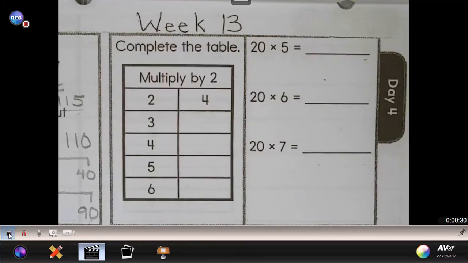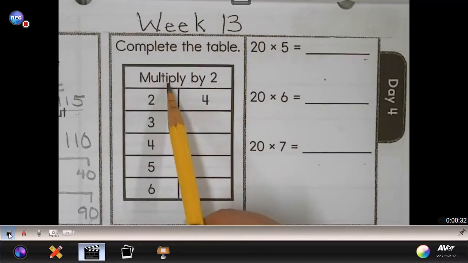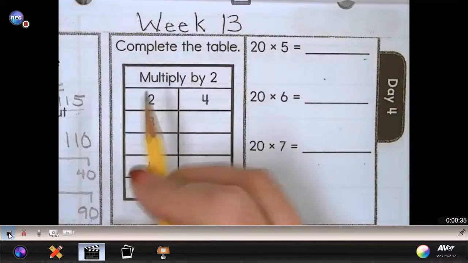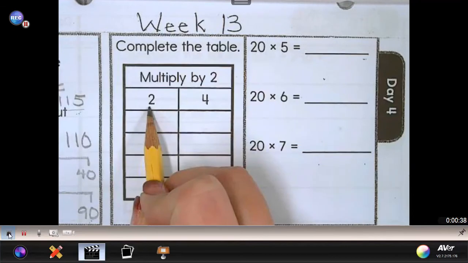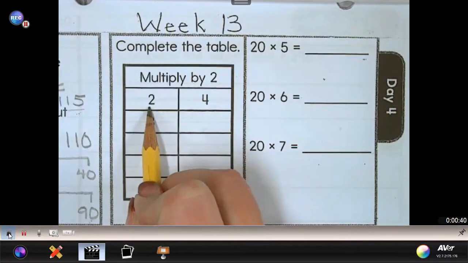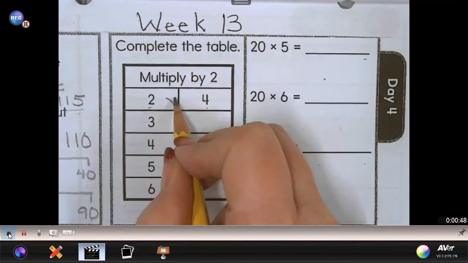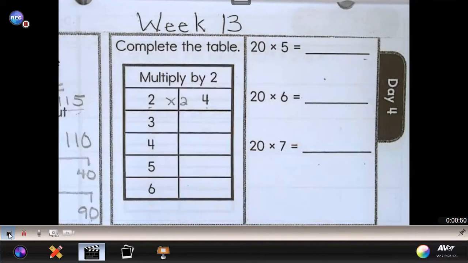We are looking at the table and it tells us to multiply by 2. So this is an input-output table. Whatever we're doing to our first number, which is in the column, we're going to multiply by 2 and get the output. So basically it looks like this if we were to put it into an equation.